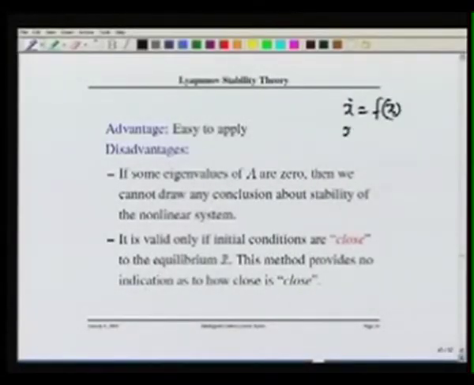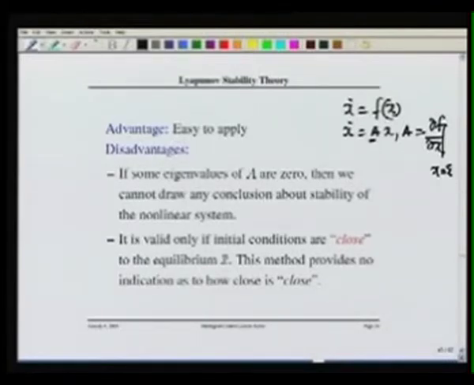find out what is x dot equal to A x, that is A is del f upon del x at equilibrium point x equal to x bar or x e, whatever the equilibrium point you say, and then check if A has all the eigenvalues whose real parts are all negative.